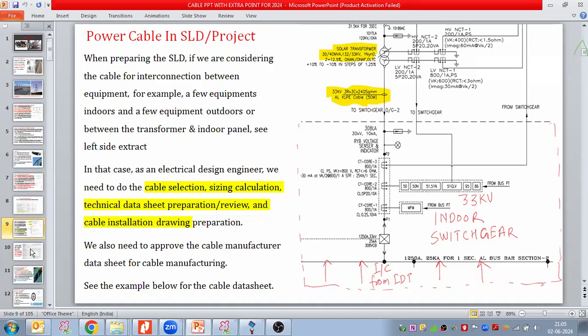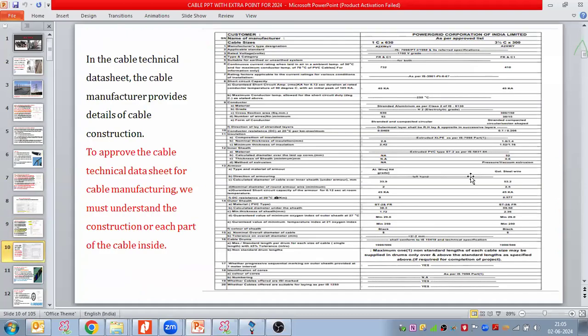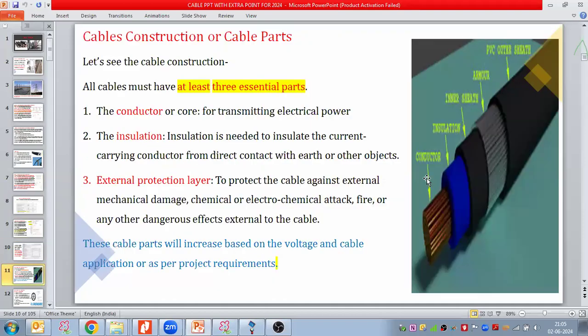So we started first with cable selection. This is a snapshot of the cable data sheet that we have taken. We discussed that in order to prepare or review any data sheet, we should know about the cable construction and internal parts. In that, we discussed that a cable must have three minimum parts: conductor, insulation and outer insulation or outer cover. But these parts will increase based on the applied voltage, the site conditions, and the project technical requirements or any specific requirement.